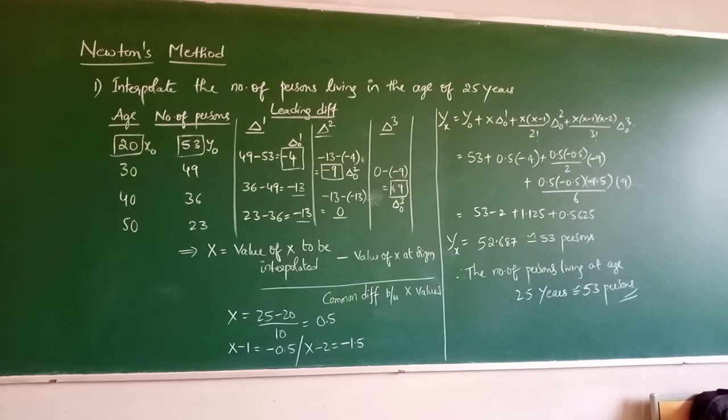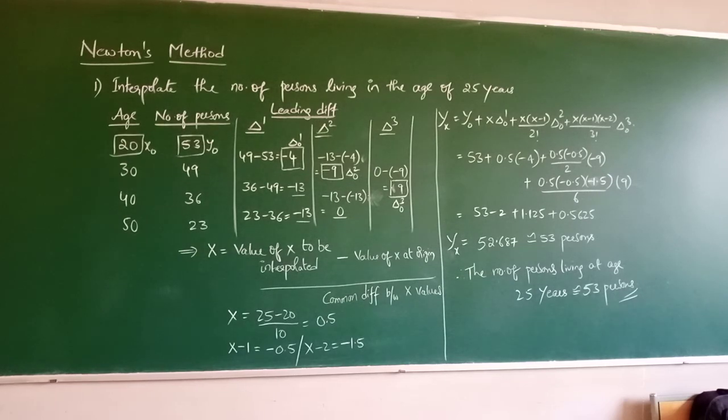Minus of minus 9 is nothing but plus, so divided by 2 is nothing but plus 1.125 after simplifying. And then 0.5 into 0.5 into 1.5, there minus into minus plus it will become, so 0.5625. After simplifying this step by step, you will be getting the value y at x equals 25, y of 25 equals 52.68, nothing but 53 approximately.